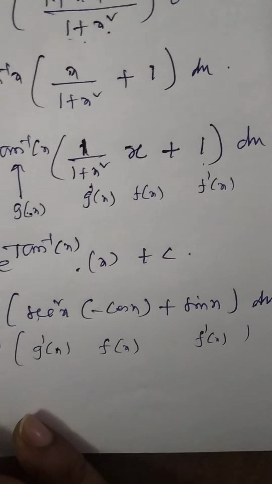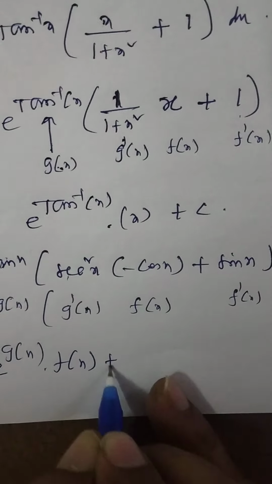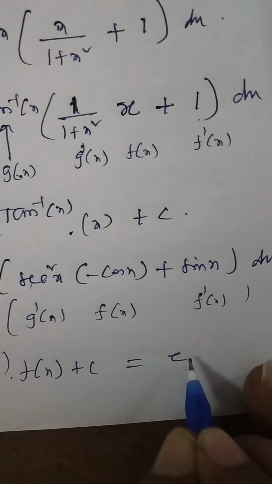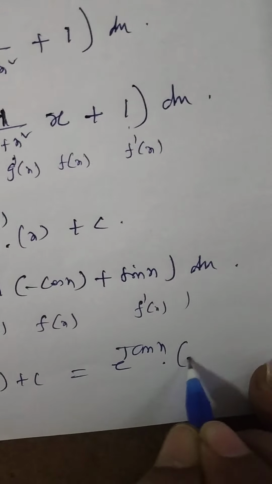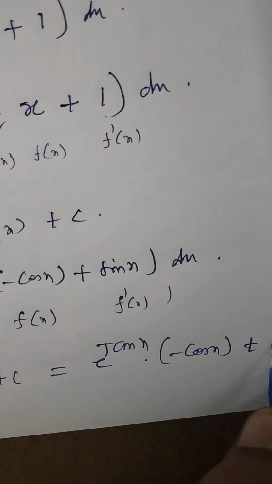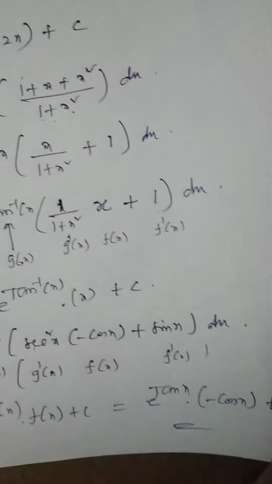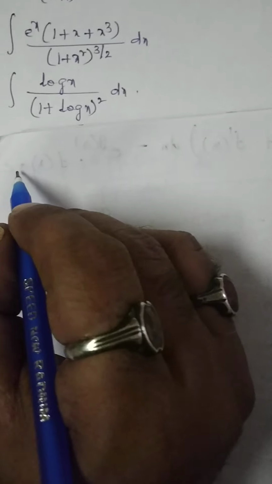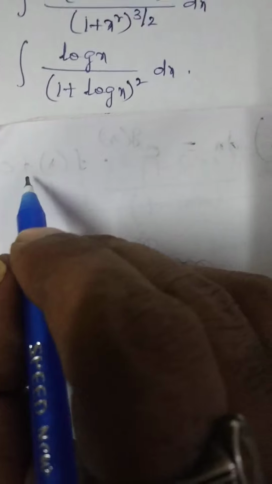So according to the formula, we have to write e power g of x into f of x plus c, that is nothing but e power tan x into f of x, which is minus cos x, plus c. Okay. So this application is also very important. Apart from these formulas, some more formulas are there. Some more 3 formulas I am going to give here. So these formulas are also very useful.